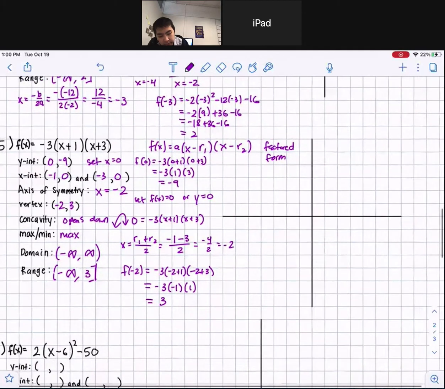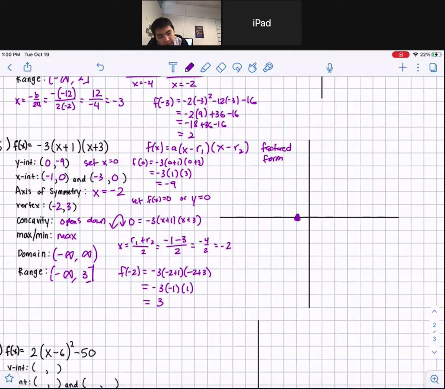Now we graph. X-intercepts are on the x-axis. For the y-intercept, we'll do these by 2's. 0, comma, negative 9 is right there. Negative 2, comma, 3, so we are doing these by 2's. So negative 2, comma, 3 right there. And then you graph. And don't forget your axis of symmetry. Axis of symmetry right there.